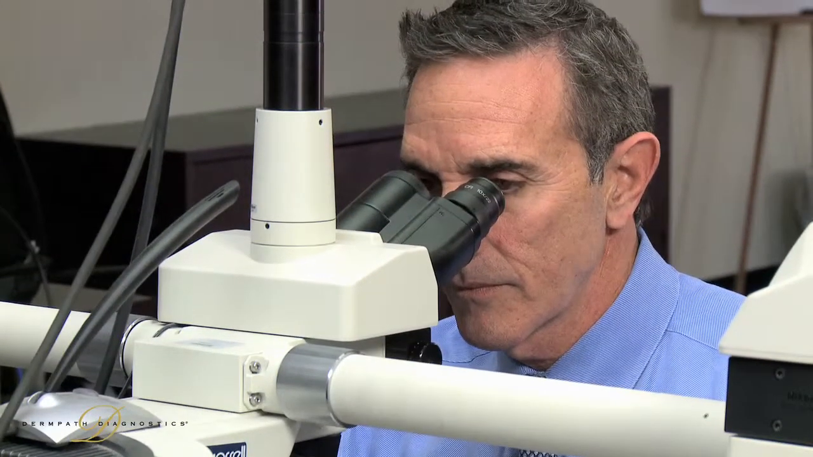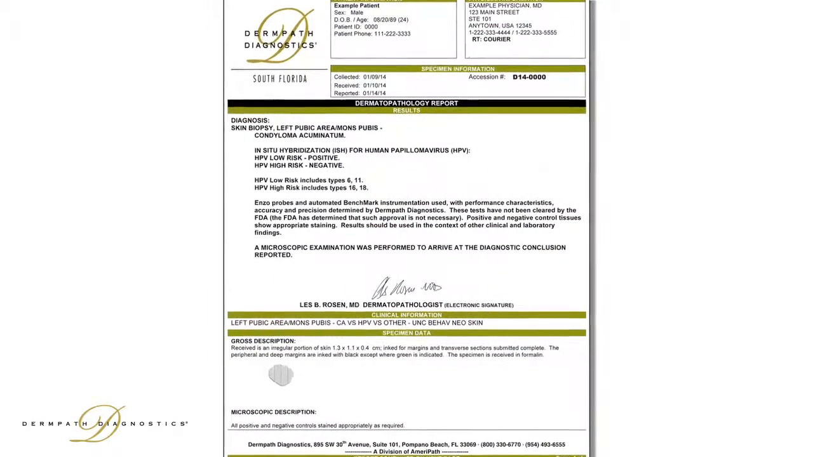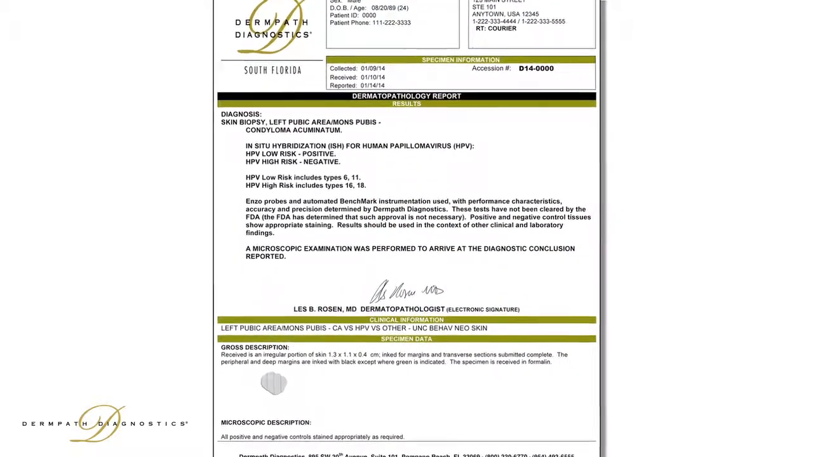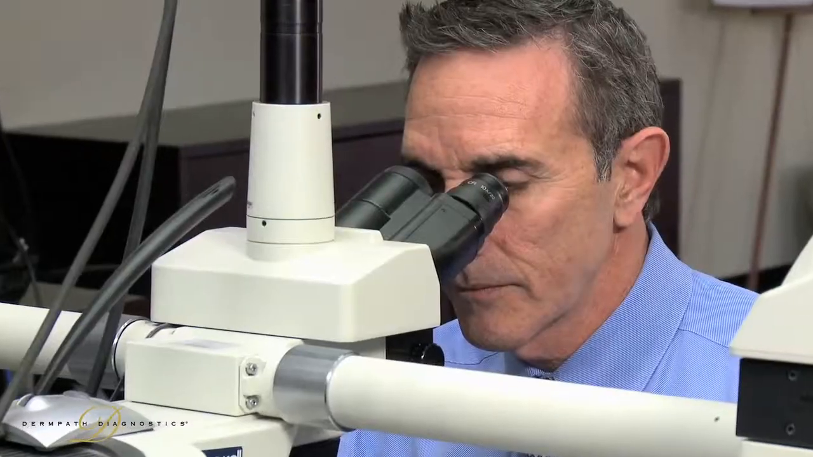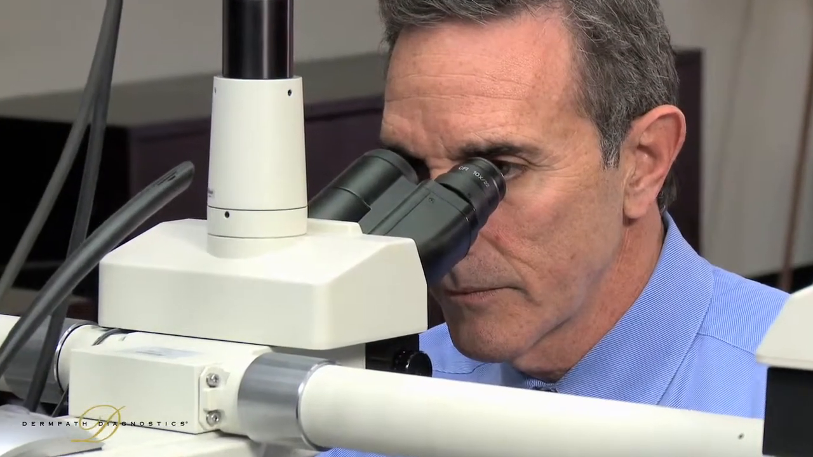Human papillomavirus, also known as HPV, is very common. We see it in children and we see it in other areas of our body. As dermatopathologists, we diagnose HPV every single day in our common warts that we see in children on the fingers and on the toes. Additionally, we diagnose human papillomavirus on the anogenital areas as well as in the mouth.